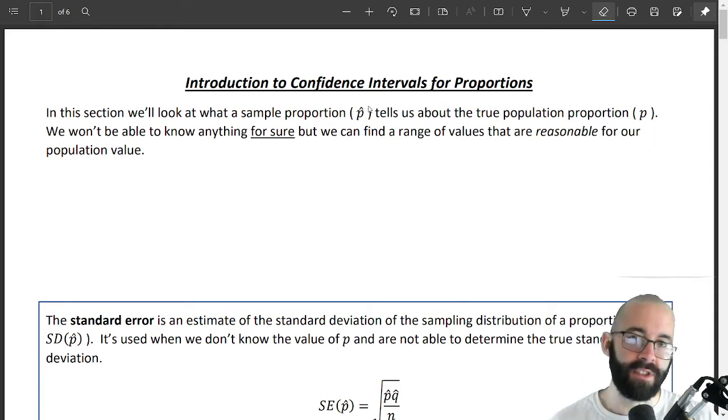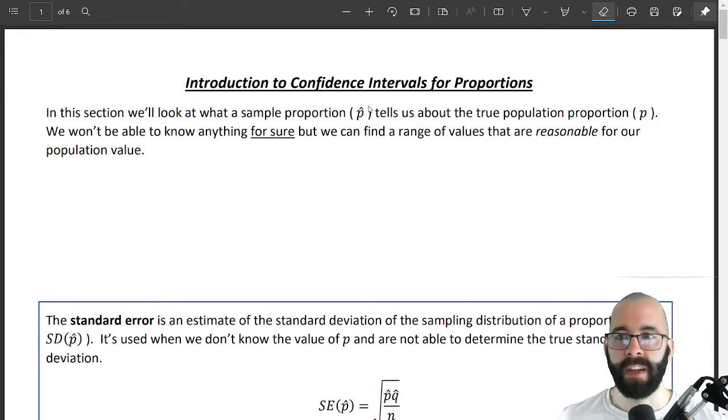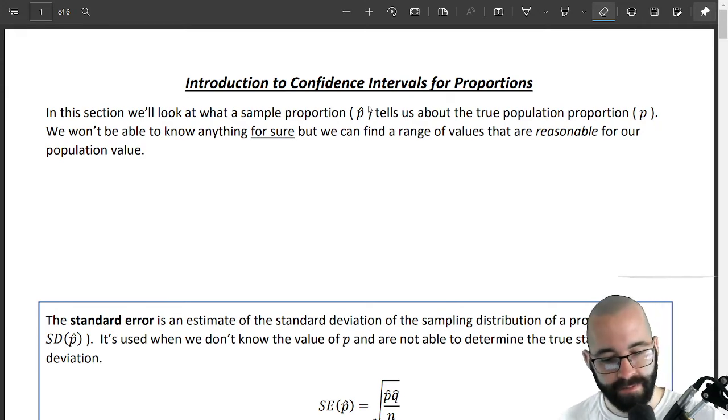So in this section, we're going to talk about, well, how close or how good of an estimate, what's another way of estimating, and how good of an estimate is it for that true population proportion? That's what confidence intervals are all about.